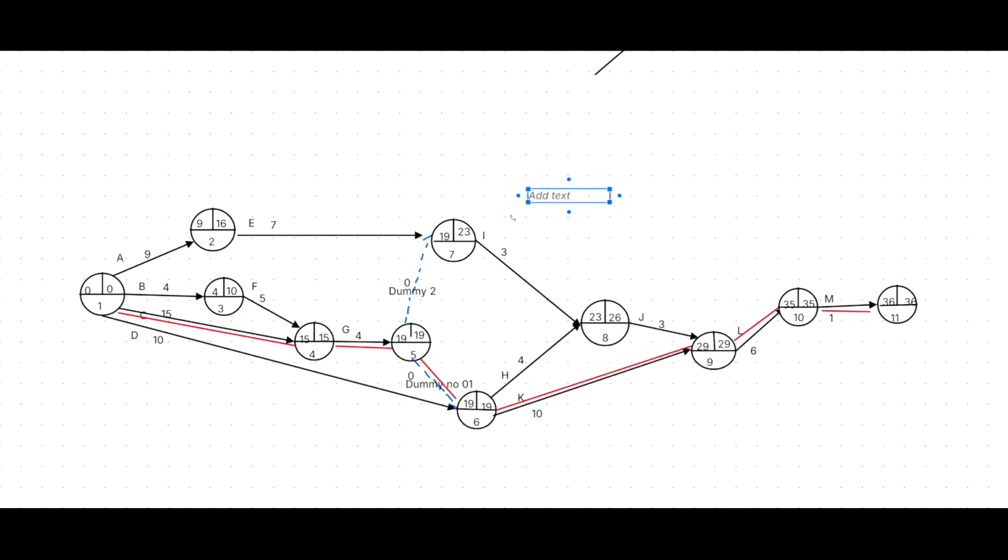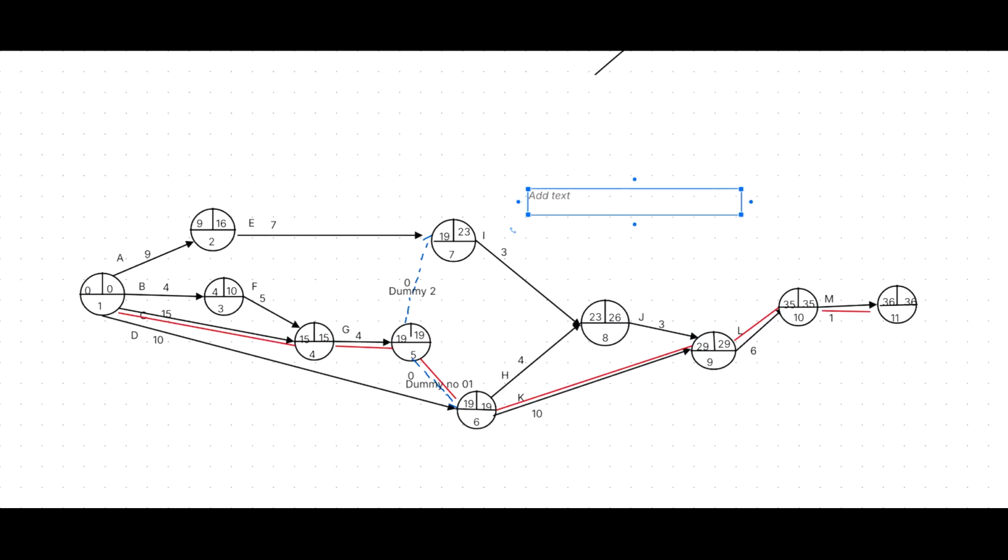Critical path is C, G, dummy number 1, then K, L, M. Entire project completion time is 36 days over the month.